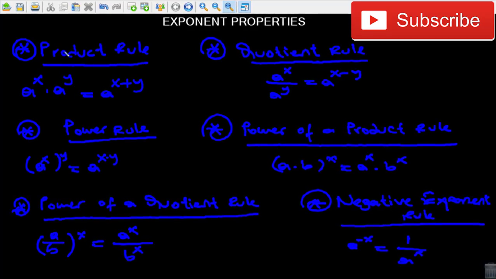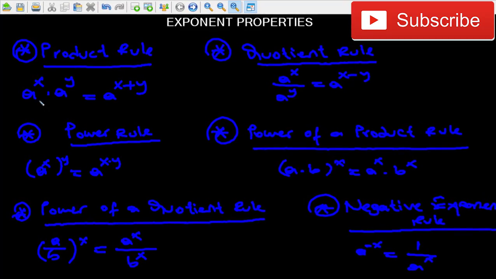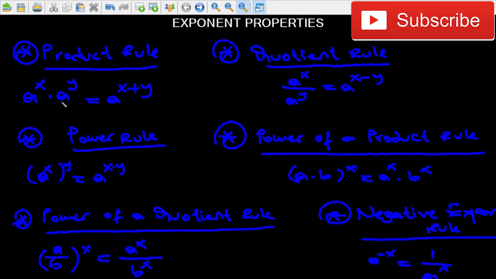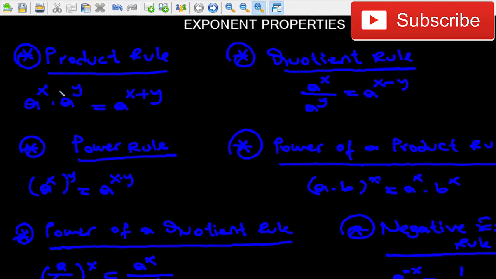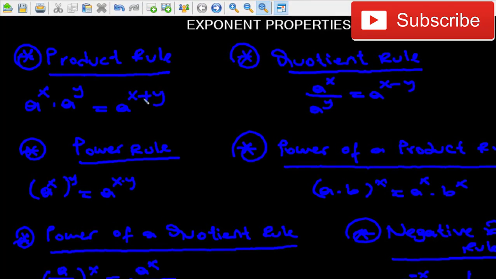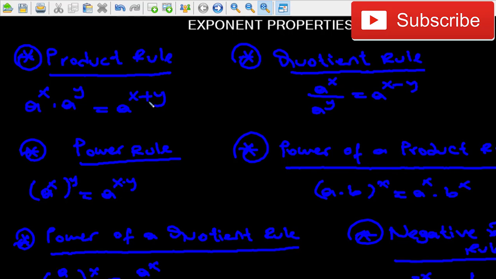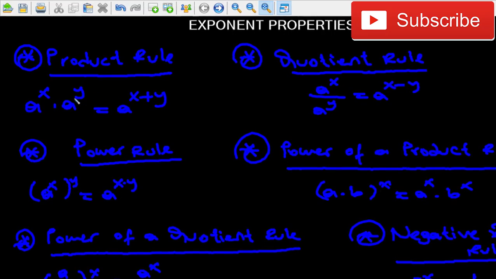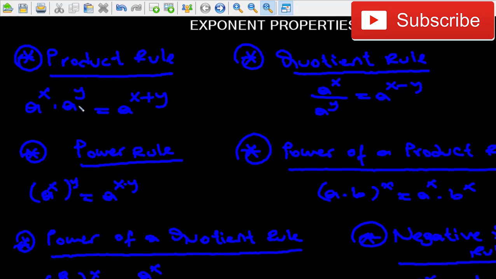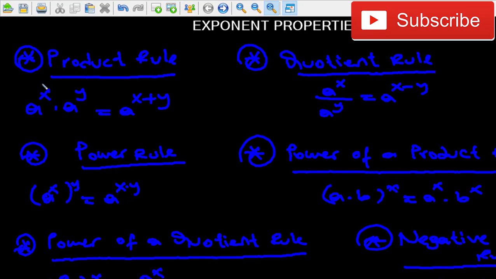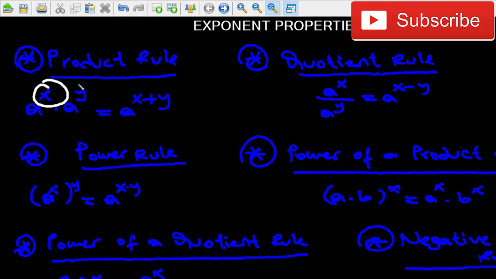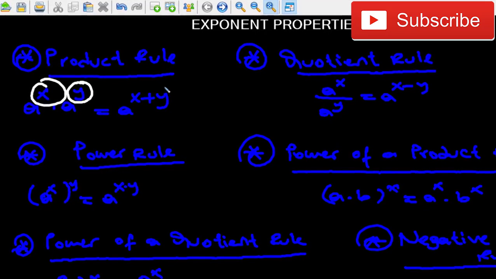The very first property that we're going to learn is the product rule. In this case we're going to see two powers with the same base being multiplied. What we need to do is very simple: just add up the exponents, because multiplication implies addition when it comes to exponential expressions. So a to the power of x times a to the power of y is going to be equal to, all you need to do is add up these two little tiny exponents, and the result will be a to the power of x plus y, as you can see.